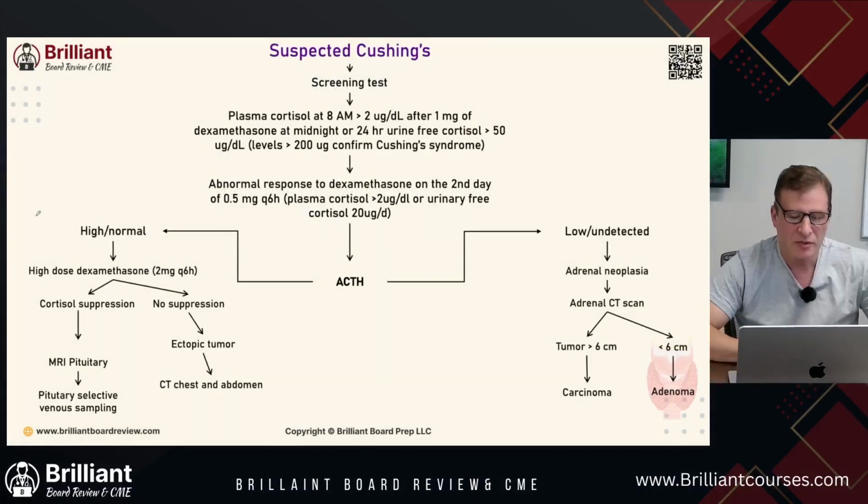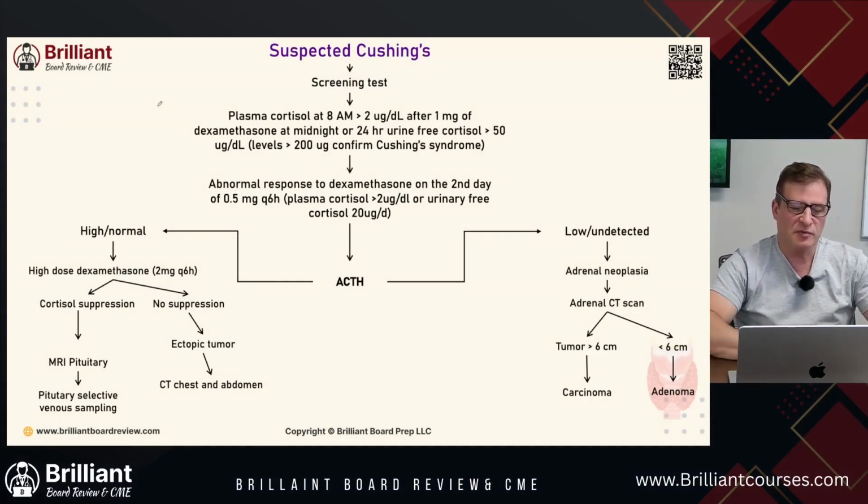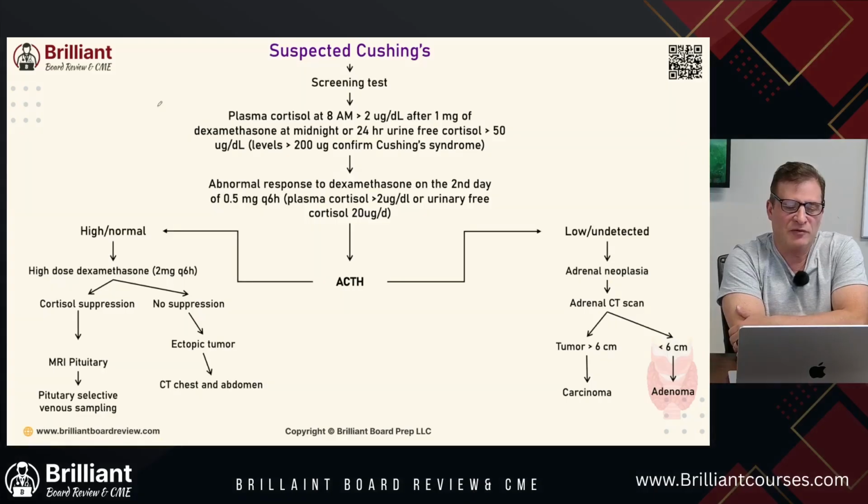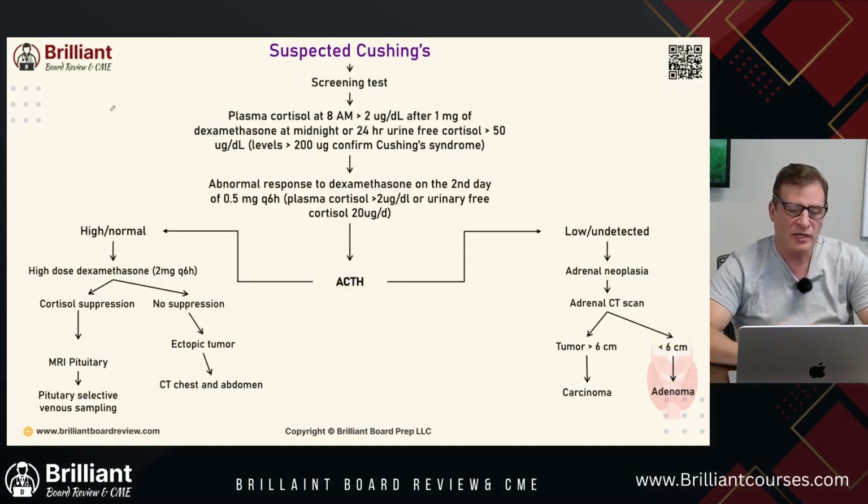Suspected Cushing's, we do a screening test. The screening test is going to be plasma cortisol at 8 a.m. greater than 2 after 1 milligram of dexamethasone at midnight, or 24-hour urine free cortisol greater than 50, confirms Cushing syndrome. So we get an abnormal response to dexamethasone on the second day of 0.5 Q, plasma cortisol greater than 2, or urinary free cortisol. So we get to this, and then we measure the ACTH.